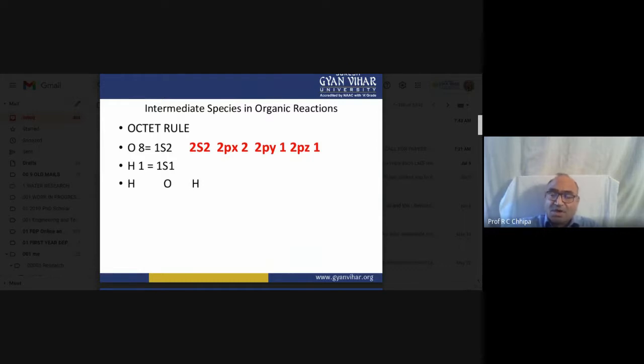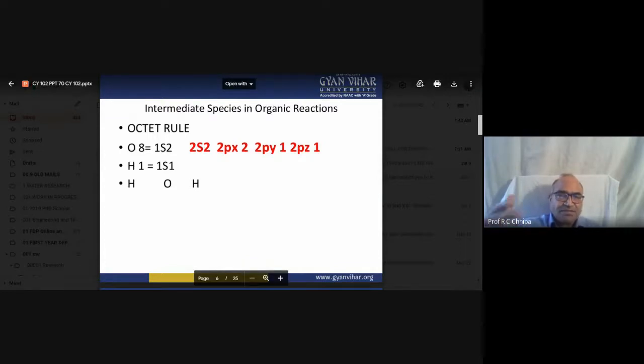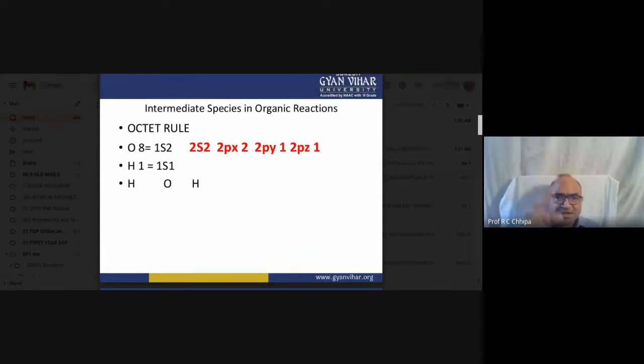So the octet rule is one of the most important concerns. The octet rule must be followed. And why must the octet rule be followed? Because it conveniently explains the specific intermediate formation in organic compounds. Here is one simple example, and that is water.